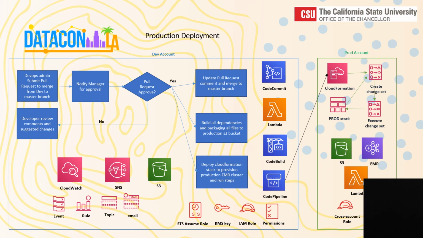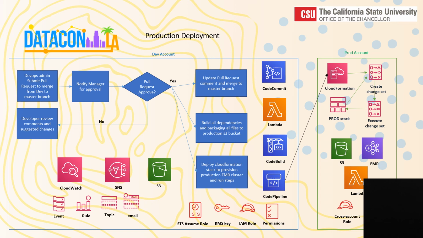Build all dependencies and package all files to an S3 bucket in the production account. When a change is merged to the master branch, the code pipeline will trigger to deploy a CloudFormation stack. This stack will provision an EMR cluster and run EMR steps in the production account.